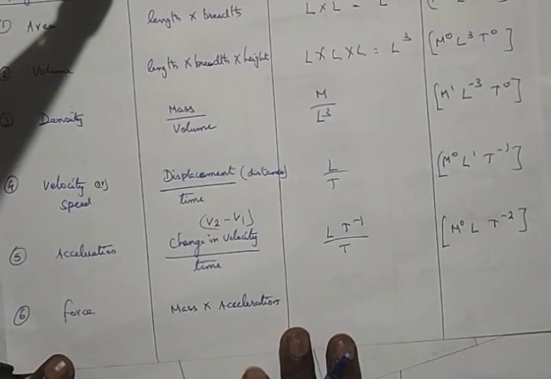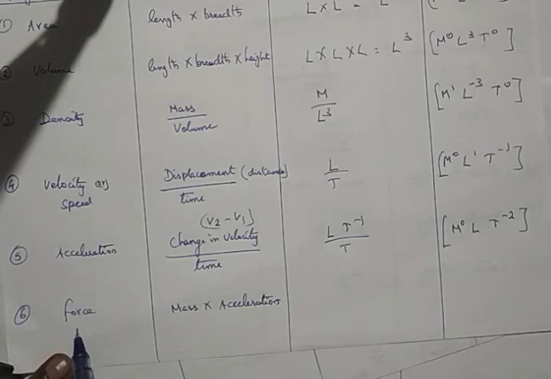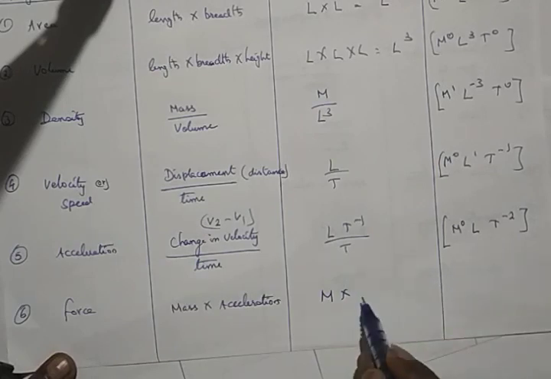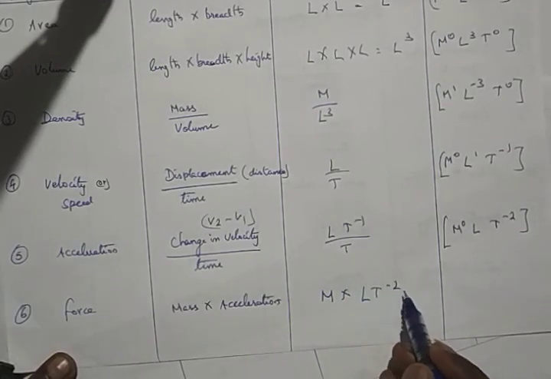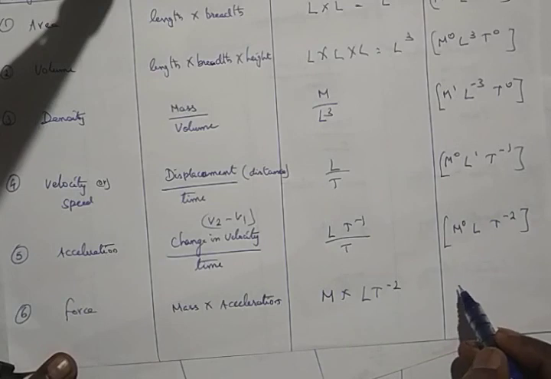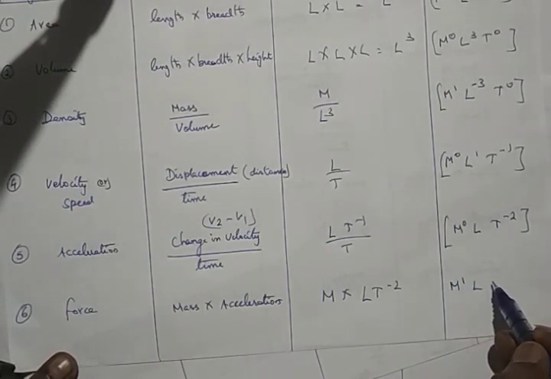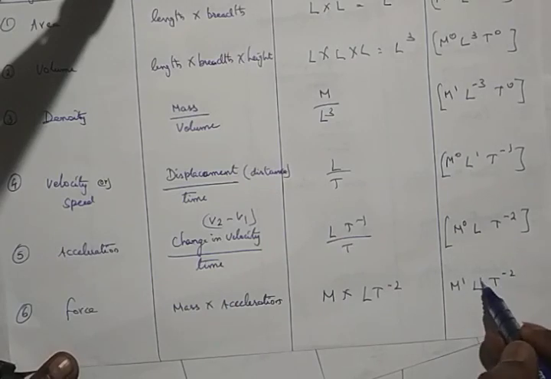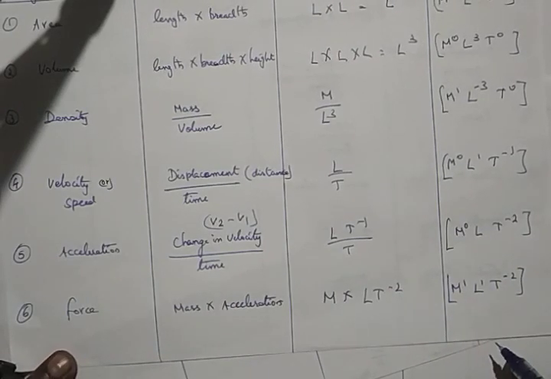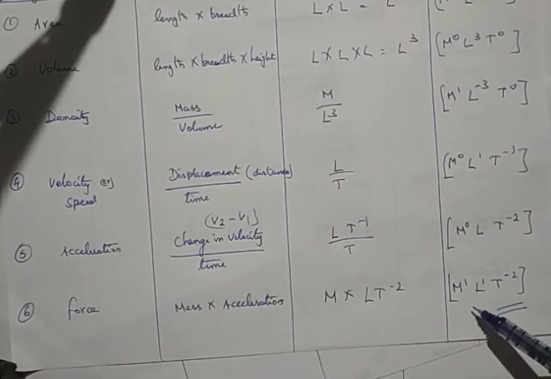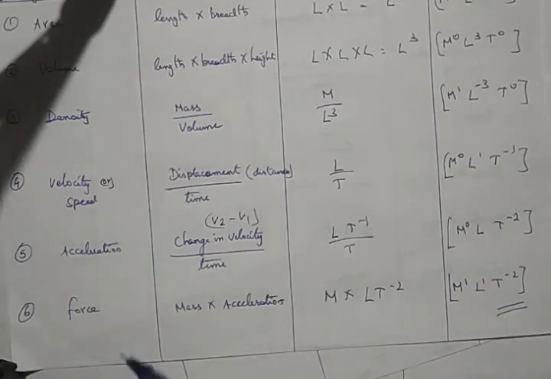Next one is force. Force is mass into acceleration. So mass into this same dimension we can put LT minus 2. So what is the final formula for force? M1 LT minus 2. So this is the dimension formula for force. This is very, very important. We'll be using this one time and again. It's better to memorize this formula, MLT minus 2. It is for force.